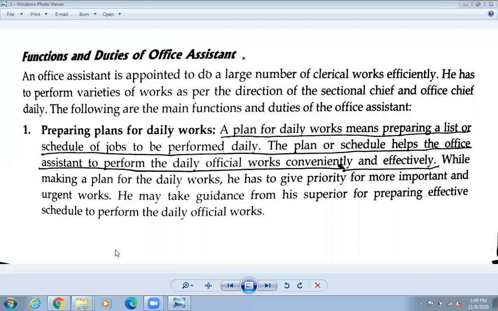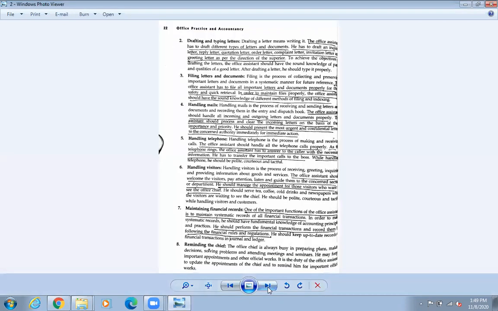So make your daily plans and deal with the bosses accordingly. That is your responsibility. So this is the first duty, the first function of office assistant. Please be on time my dear students. Okay, so next one.